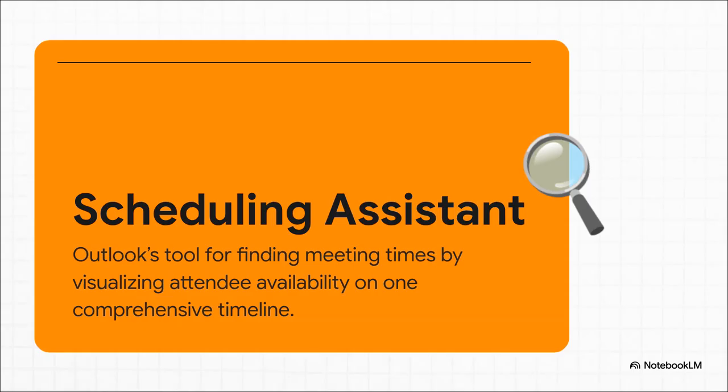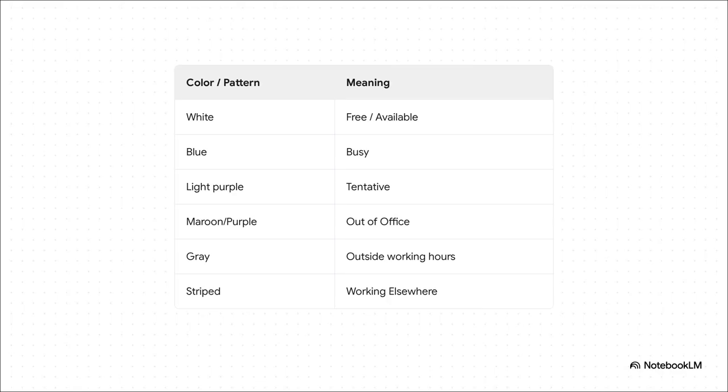Well, think of the scheduling assistant as your mission control for meetings. It grabs everyone's calendar info and lays it all out on a single visual timeline. So you can see instantly who's free, who's busy, and where that perfect time slot is hiding. No more guessing games.